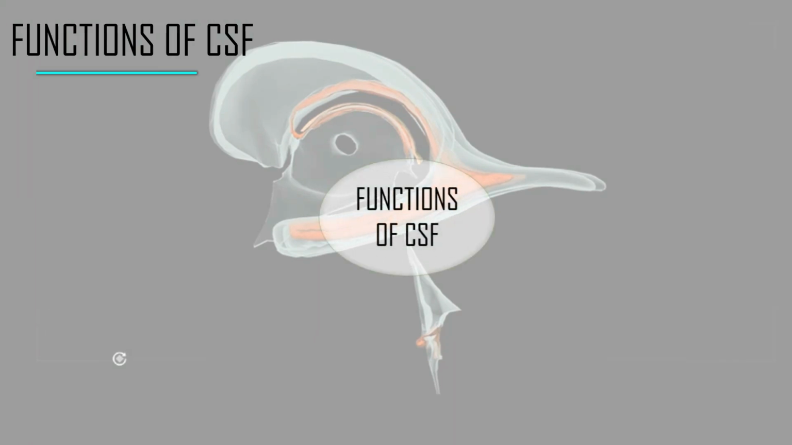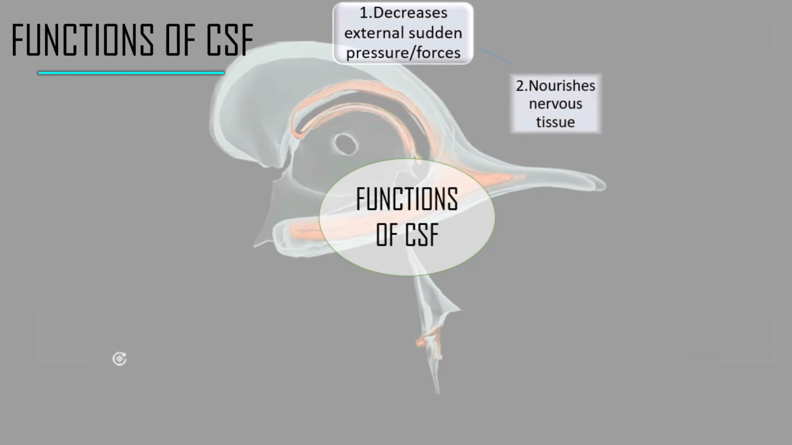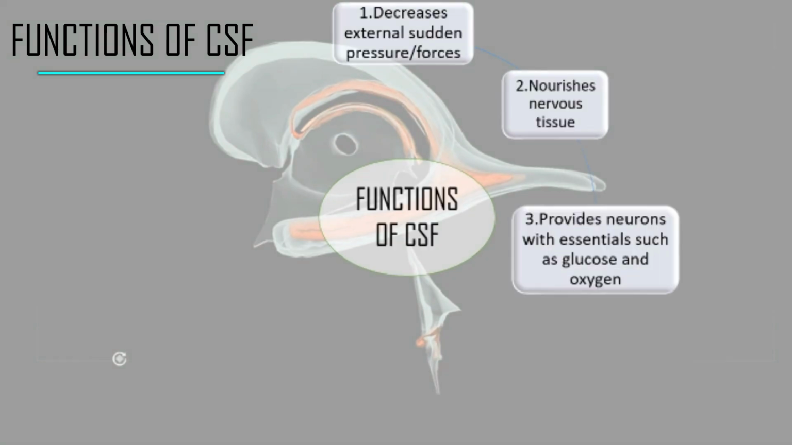Functions of the cerebrospinal fluid. It decreases the sudden force from the outer environment and protects the delicate nervous tissue. It also nourishes the nervous tissue because the CSF is the only fluid that comes in contact with the nervous tissue. It nourishes the nervous tissue and returns the products of metabolism to the venous sinuses. It also provides glucose and oxygen, which are essential for the nervous tissue.